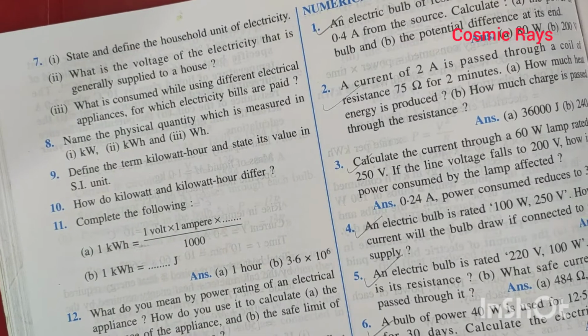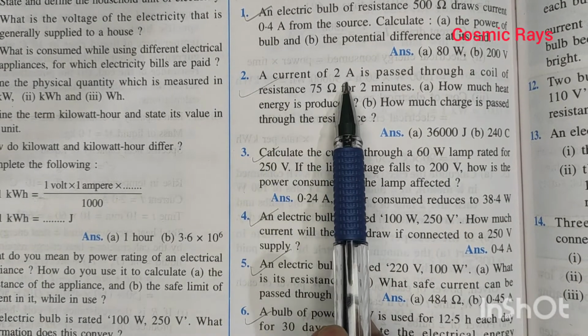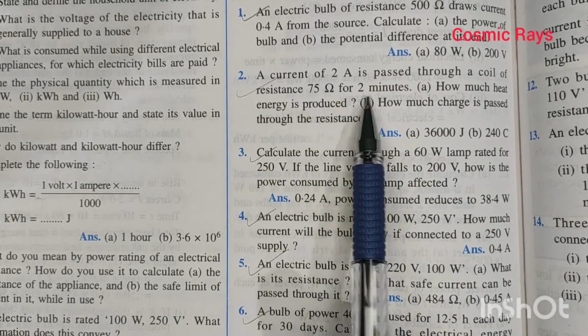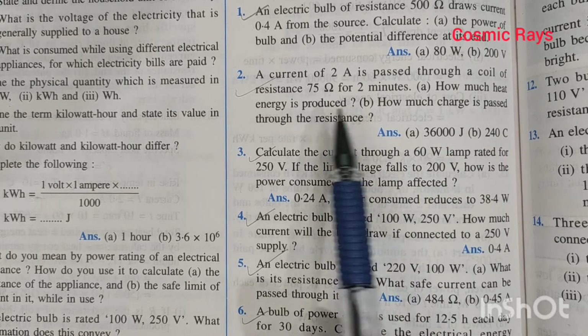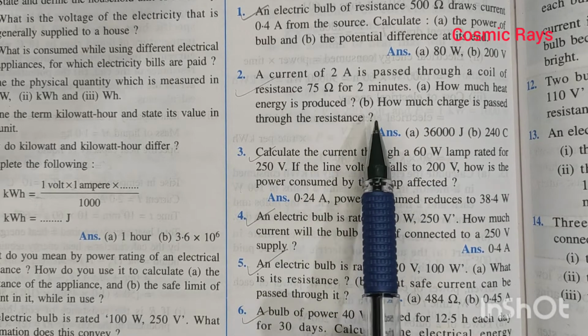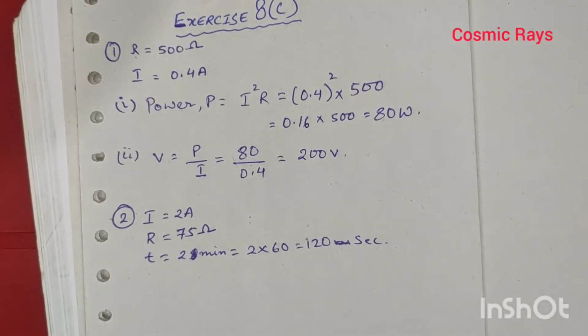Now let's check the second question. Second question says a current of 2 ampere is passed through a coil of resistance 75 ohms for 2 minutes. The time is given in minutes. We'll convert it into seconds by multiplying it with 60. How much heat energy is produced and how much charge is passed through the resistance? So let's write the given things first. So here we have written the given things.